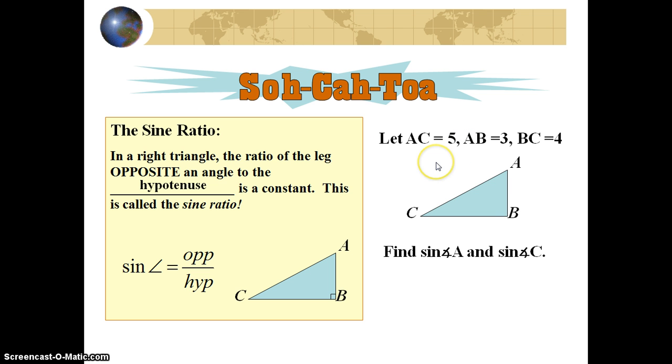So in this triangle, we're going to let AC equal 5, AB equal 3, and BC equal 4. We need to find the sine of angle A. So looking at angle A, we need to write down the side opposite, which is 4, over the hypotenuse, which is 5. So the sine ratio is 4 over 5, or 4 to 5. The sine of C. Here's angle C. The side opposite is 3, and the hypotenuse is 5. So the sine of C is 3/5.